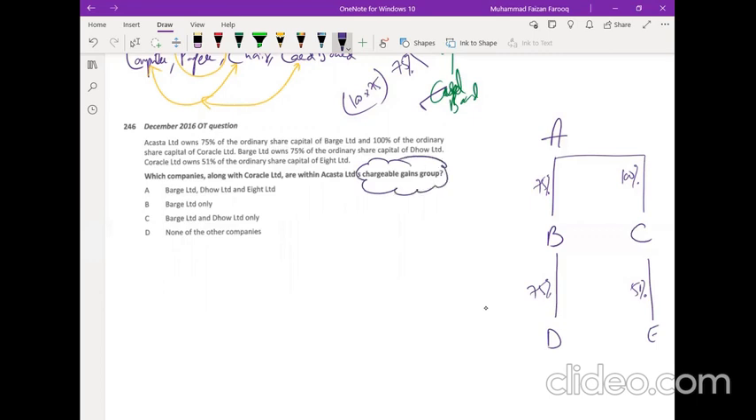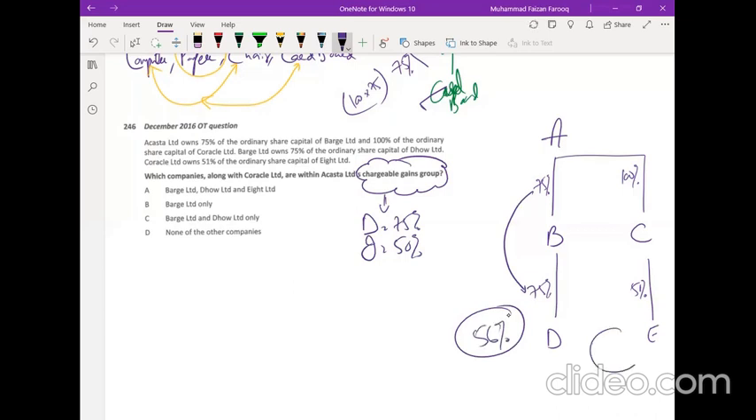What do they ask you: group relief, CGT group or normal group? Gains group. Okay, capital gains group means direct will be 75 and indirect will be 50. So first of all, you just calculate the indirect holding. Here is 56% and here will be 51%.